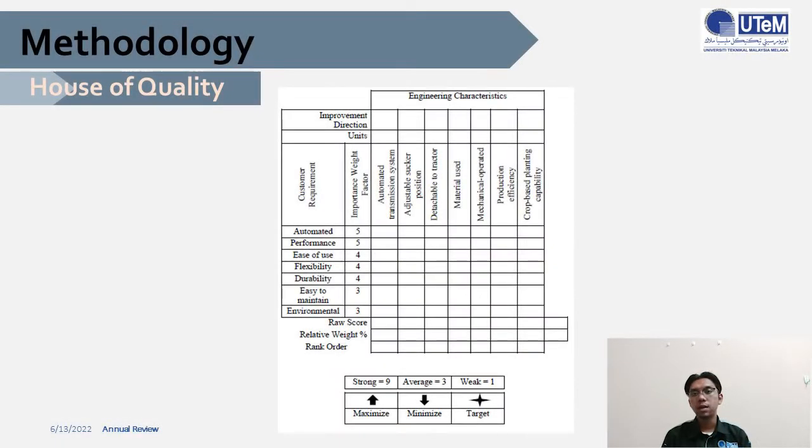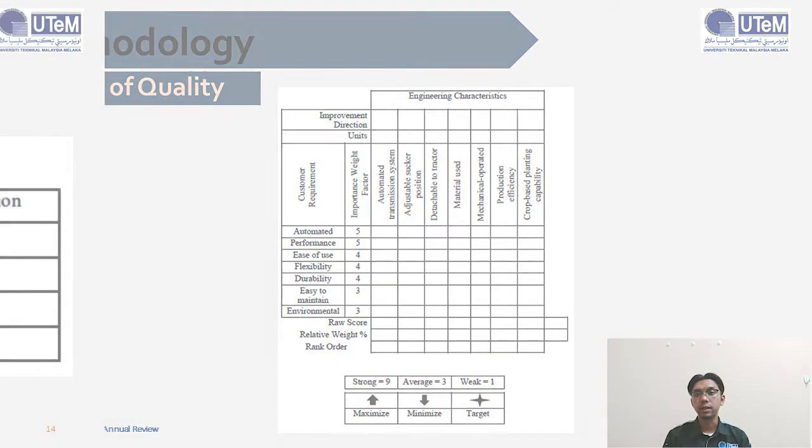A table for the House of Quality is the first step that will be carried out throughout the formulation phase. This table will be used in this project since it has 4 rooms of the product planning House of Quality, which are customer requirement, important weight, engineering characteristic, and correlation rating.